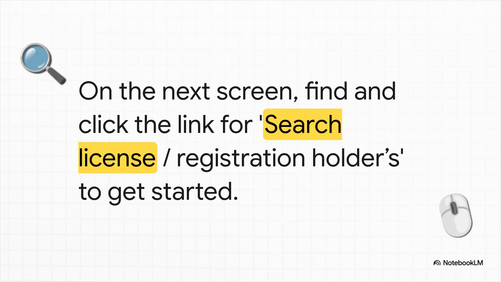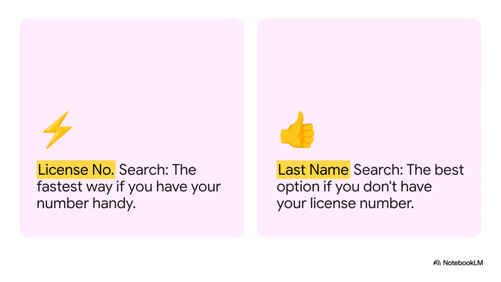So on this next screen, you're looking for a very specific link to get to the search page. It's labeled really clearly, Search License/Registration Holders. Go ahead and click that, and we're ready to find your record. So you've got two great ways to do this. If you happen to have your license number right there, that is hands down the fastest way to go. But hey, if you don't, no big deal at all. Searching by your last name works just fine.